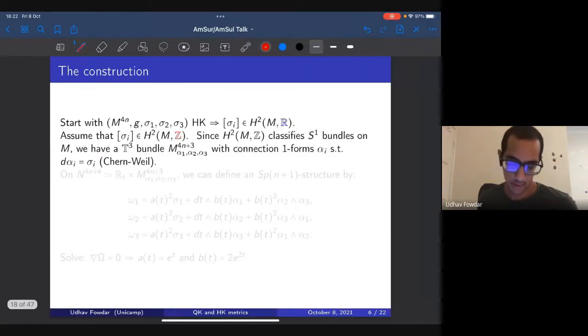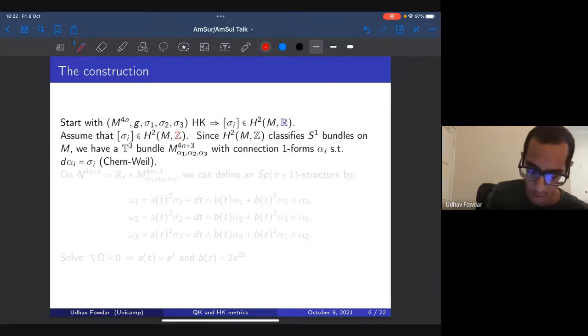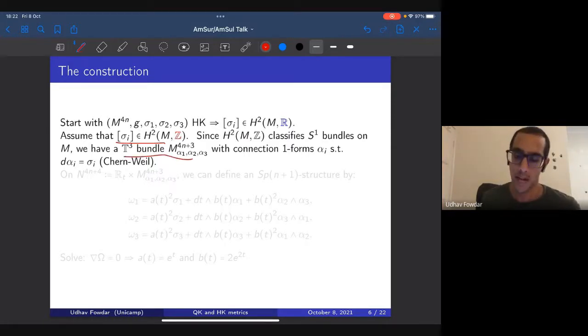Then standard algebraic topology tells you that this is, in fact, the classifying space of S1 bundles over your base space. So if your hyperKähler triple defines integral cohomology classes, then you naturally have a T3 bundle over your hyperKähler manifold. And you can choose connection one forms, alpha 1, alpha 2, alpha 3, on these spaces, whose curvature is exactly the hyperKähler triple. So what I've done is I've cooked up a T3 bundle over my hyperKähler manifold.